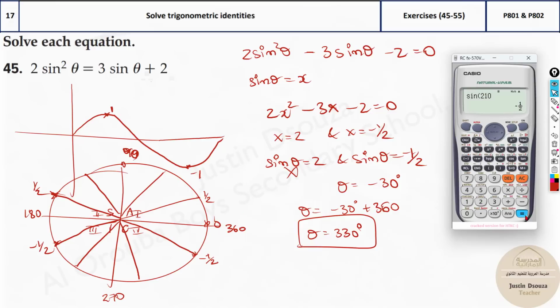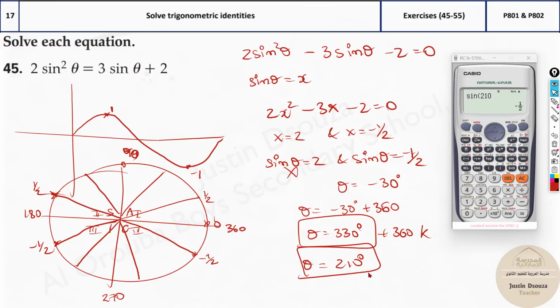Let's check what is 210. It is negative half. So there are two answers here. Theta is 330, you will get negative half, and theta is 210 degrees also. The thing is, this keeps on repeating. If you add 360 degrees to it, again you will have negative half. So we don't keep on adding 360, we just write 360 times k. K is an integer, it can be 1, 2, 3, anything. It can even be minus 1, 2, 3.